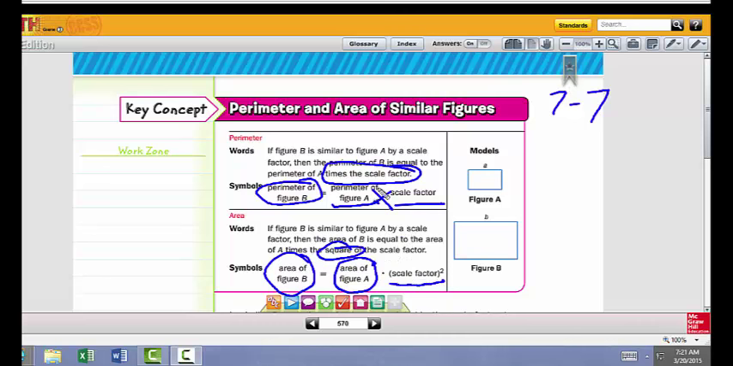So if the scale factor was 2, when it comes to the perimeter, we would just multiply the perimeter of A by 2. If the scale factor was 2 also, and now we want to look at area, we would take the area of figure A and multiply it by 2 squared, or 4. So if we were doing something with a scale factor of 3, up here we would multiply by 3 for perimeter. If we had a scale factor of 3 for area, we would multiply by 9, because 9 is 3 squared. So keep that in mind, and these problems will be very, very easy.